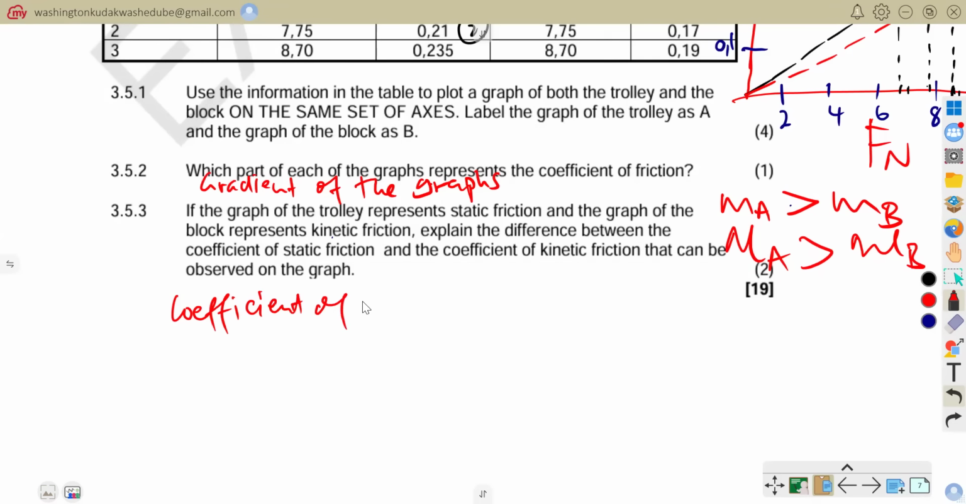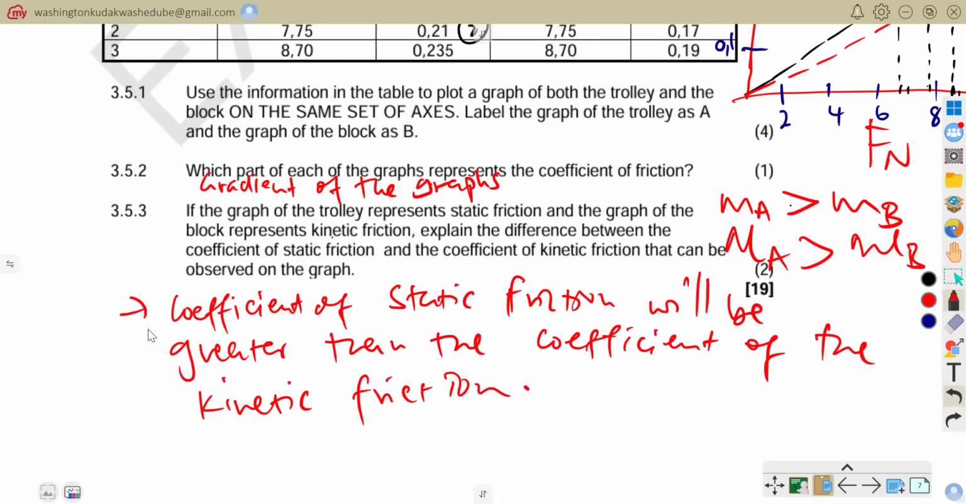So we are saying that the coefficient of static friction will be greater than the coefficient of kinetic friction from the two gradients, because the gradient of A is greater than the gradient of B. That is what we have said there.